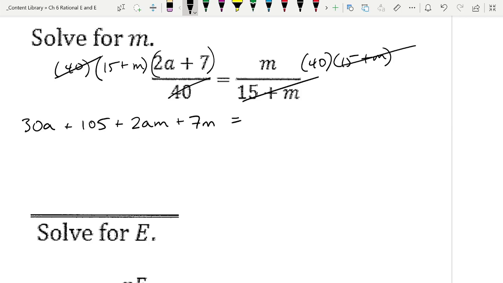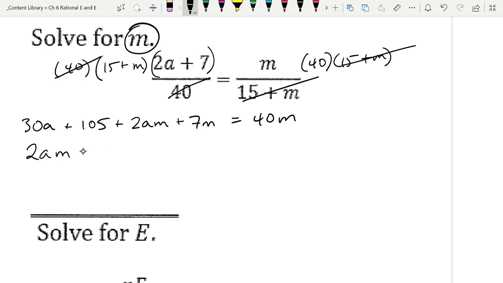Meanwhile, on the other side of the equal sign, you have 40m. Now, your job is to solve for m, right? So that means the smart thing to do here is to get all of the m's on one side of the equation. So I already have two of them on this side, so I'll stick to this side.